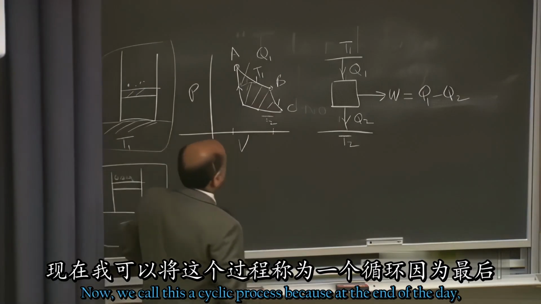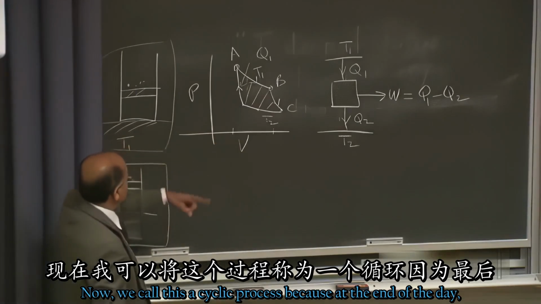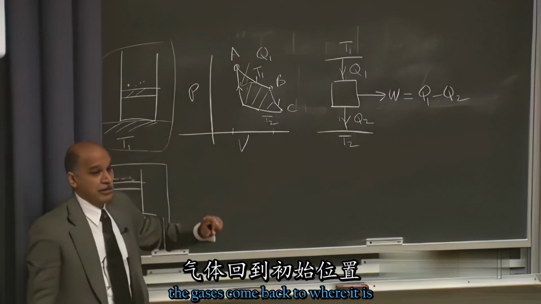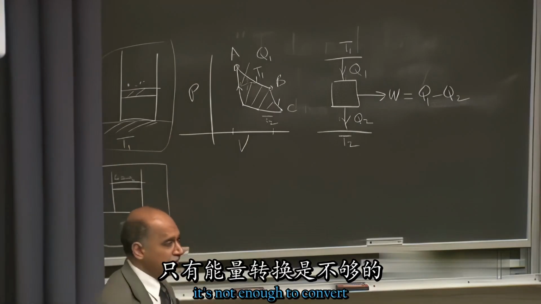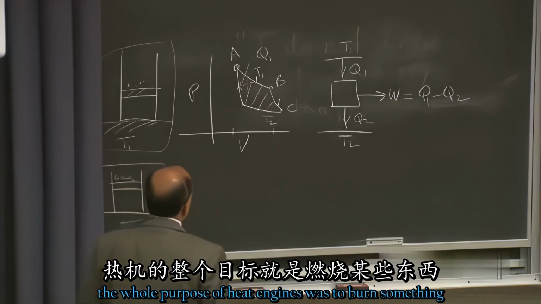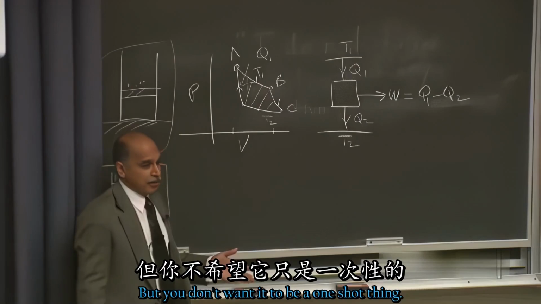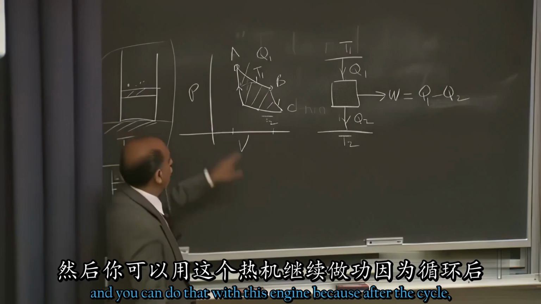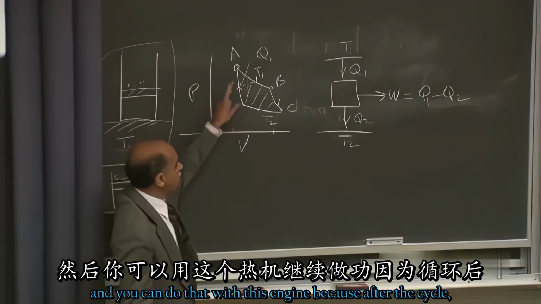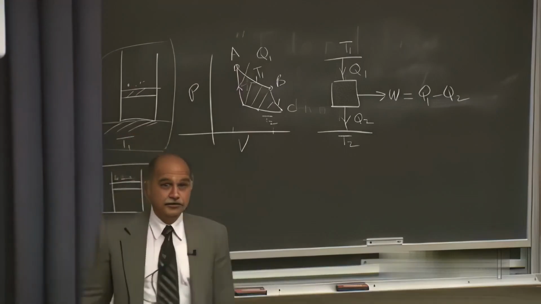Now, we call this a cyclic process because at the end of the day, the gas has come back to where it is. That's very important. If you want to make an engine, it's not enough to convert. The whole purpose of heat engines was to burn something and get some work out of it. But you don't want it to be a one-shot thing. You want to be able to do it over and over and over again. And you can do that with this engine because after this cycle, it's back to where it started, and you can do this any number of times.